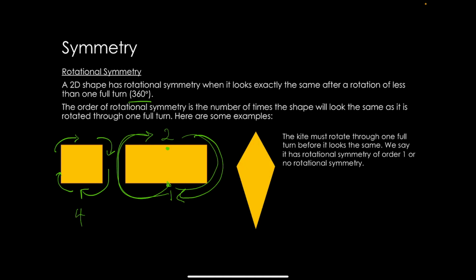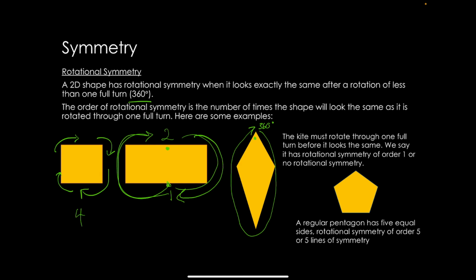Now then, the kite must rotate through one full turn before it looks the same. So we say it has rotational symmetry of order 1 or no rotational symmetry. If I put a dot there, there is nowhere that dot can sit and look exactly the same until I get all the way round and do my 360-degree turn. However, a regular pentagon has 5 equal sides, which is a rotational symmetry of order 5, because if I put my dot there, it can go 1, 2, 3, 4, and then 5 back to the beginning.